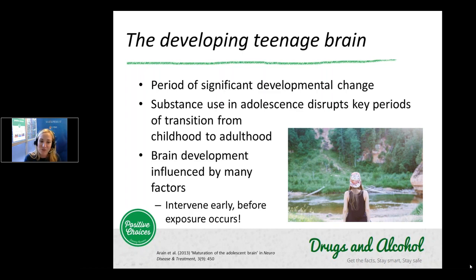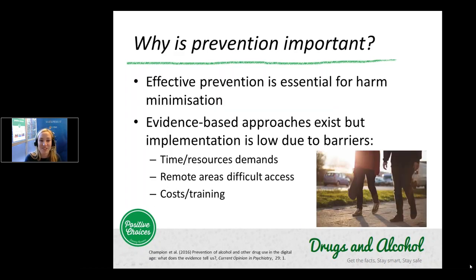So, why is prevention important? Effective prevention is key in reducing the harms associated with drug and alcohol use. And research tells us that even small reductions in alcohol and drug use among this group can have significant benefits for society. Evidence-based programs exist, but implementation is low due to various barriers.